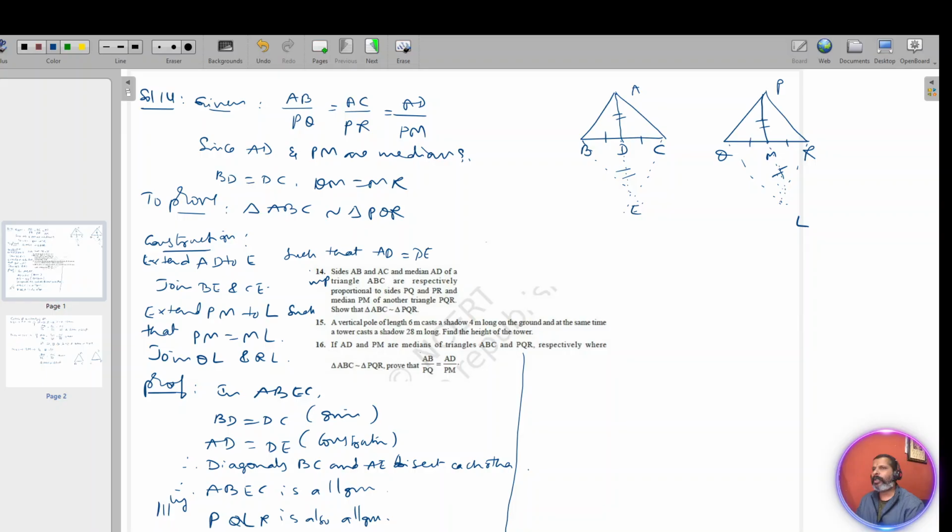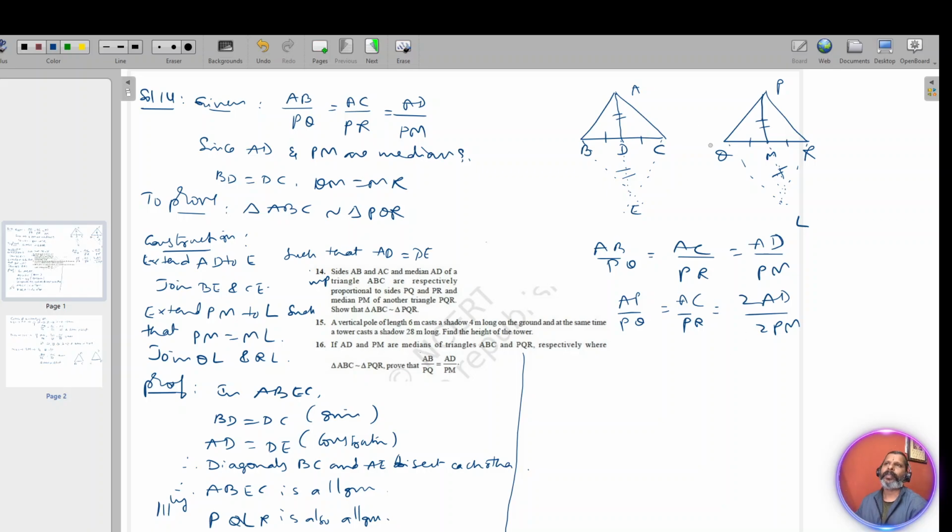Now, if you observe triangle ABE and triangle PQL, just observe. Take the given. What is given? AB by PQ equal to AC by PR equal to AD by PM, right? So in this one, can we make it 2 times? AB by PQ equal to AC by PR equal to 2 times AD by 2 times PM.